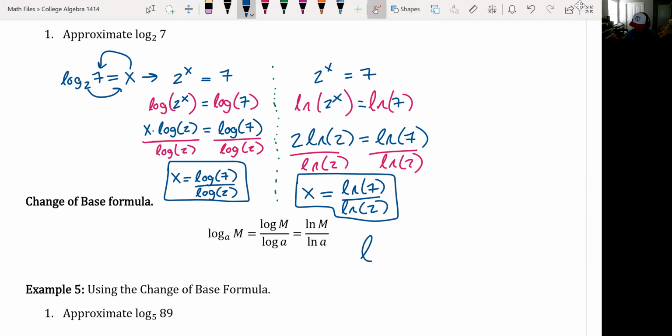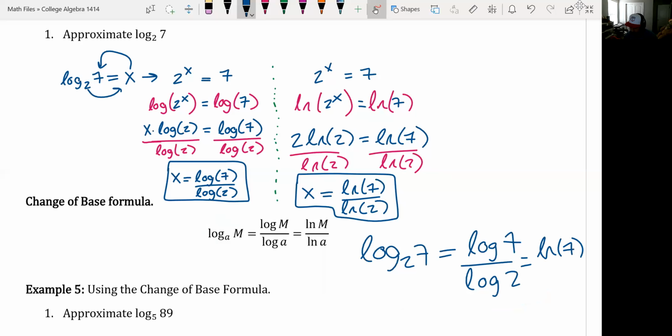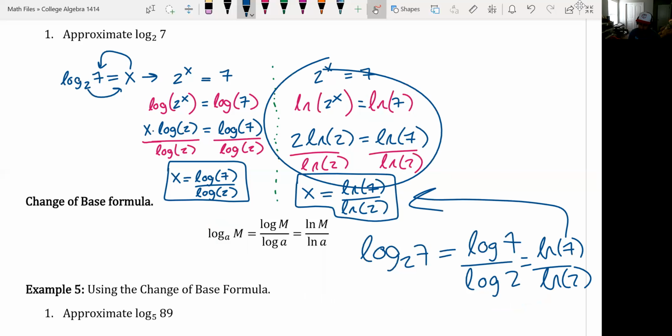So when we say approximate log base 2 of 7, by the change of base formula, this becomes log 7 over log 2. Exactly what we did there. Or this also becomes natural log 7 over natural log 2, what we did there. And that's all you need to do. No more of this process. If you know change of base, it makes life simpler.